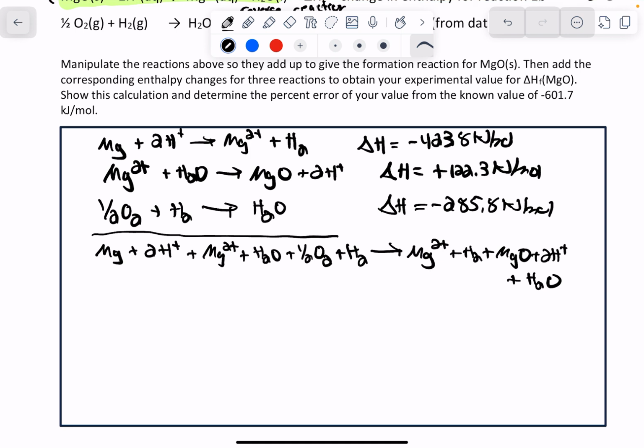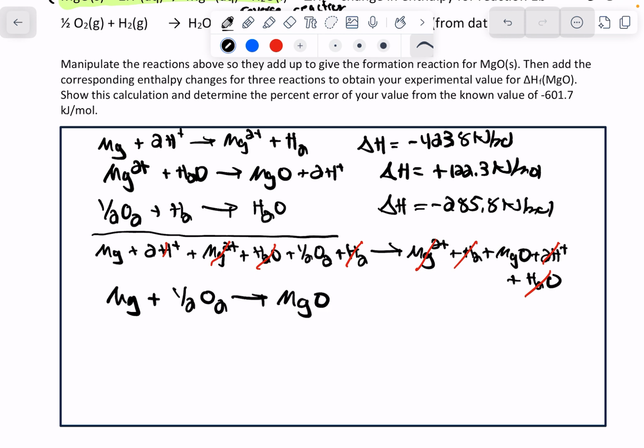Now I'm going to change it to red. You'll see that this Mg cancels with that Mg2 plus. This H2O cancels with that. This H2 cancels with that. And this H2 plus cancels with that. So then what we're left with is Mg plus 1/2 O2 goes to MgO, which is exactly what we want. Now, to calculate the delta H for this, it's just adding them all up, making sure that negative is flipped.